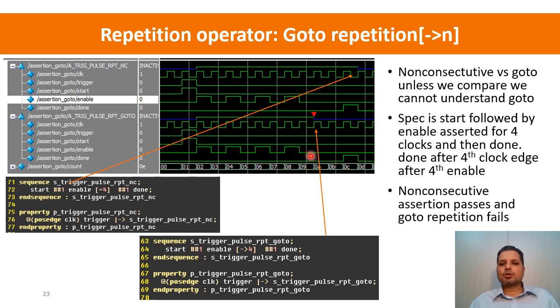The non-consecutive assertion would have passed if the done had come over here. If done had shown up at the point where it is failing, then the go to repetition would have passed. The non-consecutive repetition operator doesn't care when the done comes. As soon as it comes, it will pass. Whereas go to repetition expects that the last condition we have mentioned after it must be met in the successive clock. If it meets, then only the go to repetition will pass, otherwise it will fail. So that is the difference between non-consecutive repetition and go to repetition.